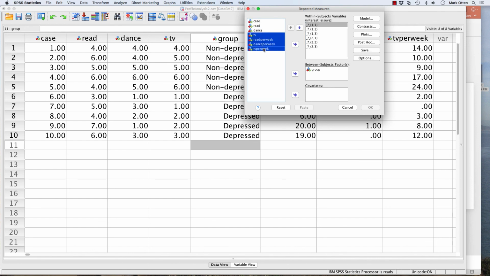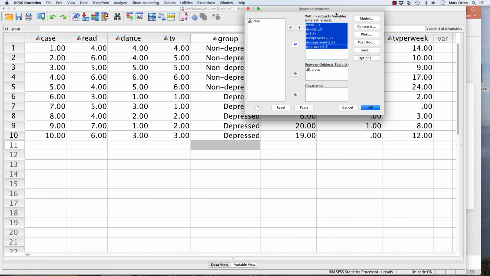So we're going to move all 6 of the variables over in turn, and then we just have to double check the labels, as you would in a 2-way repeated measures ANOVA. So read is 1-1, that is enjoyment of reading and the reading category. So 1 is enjoyment and 1 is reading.